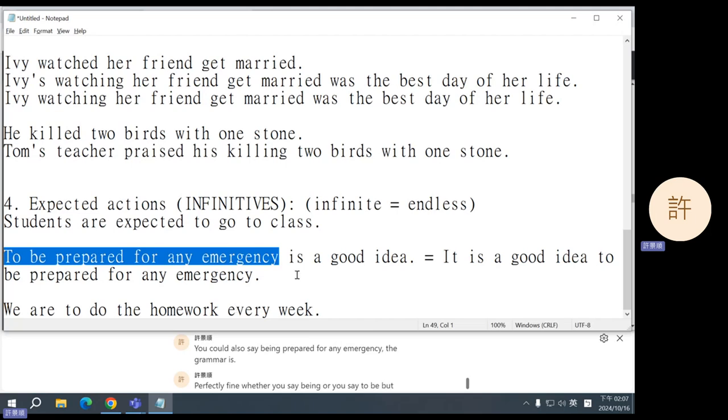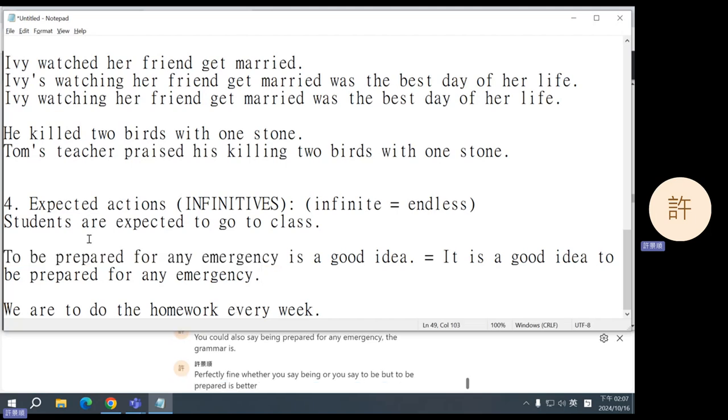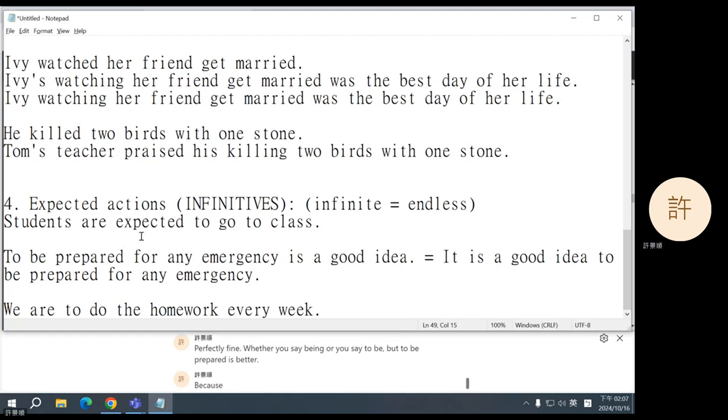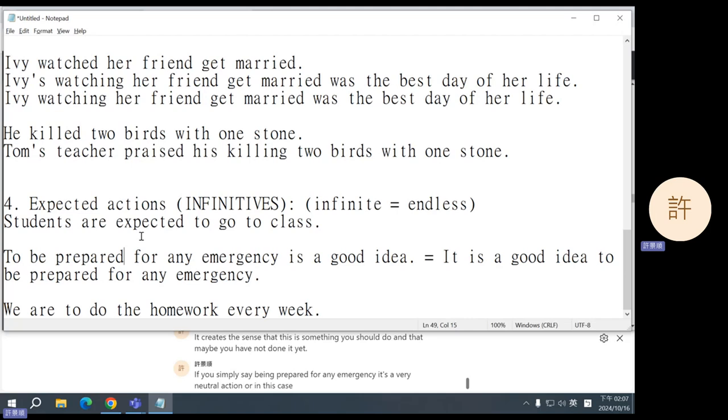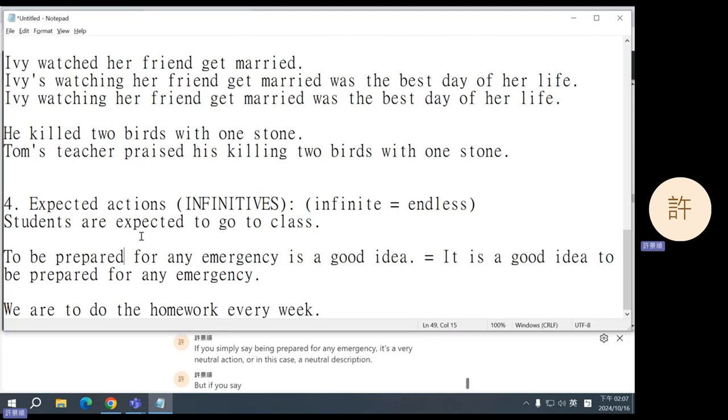But to be prepared is better because if you use the infinitive, it creates the sense of expectation. It creates the sense that this is something you should do and that maybe you have not done it yet. If you simply say being prepared for any emergency, it's a very neutral action, or in this case, a neutral description. But if you say to be prepared, it's kind of lightly pushing you to do this. There is an expectation here.